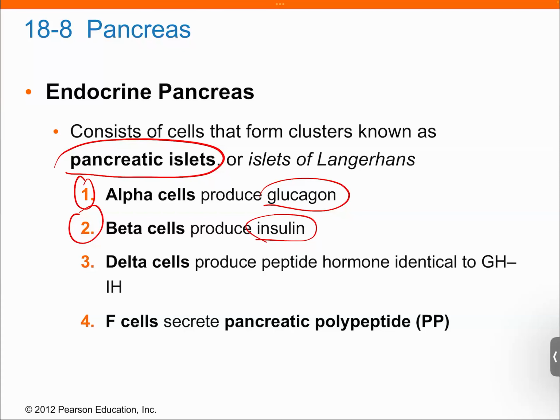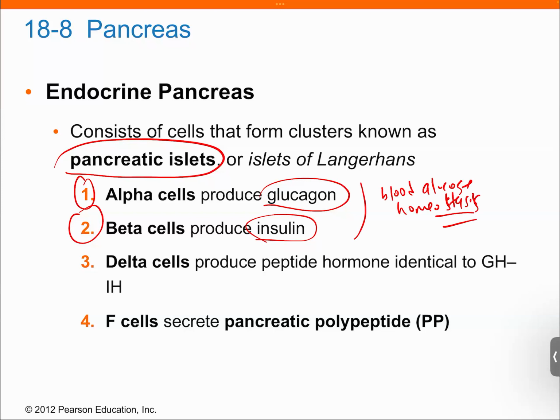And a lot of us know about insulin, right? Because maybe we or somebody in our family might be diabetic and they have to take insulin, right? So this is basically about blood glucose regulation. So that's basically what's happening with the alphas and betas.